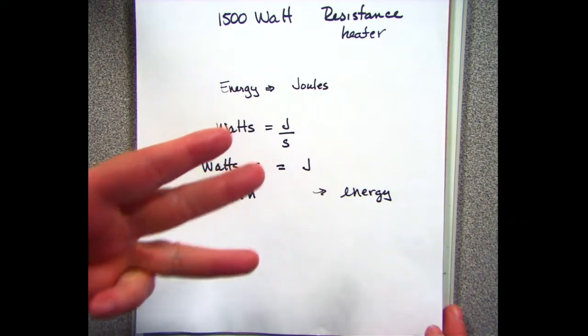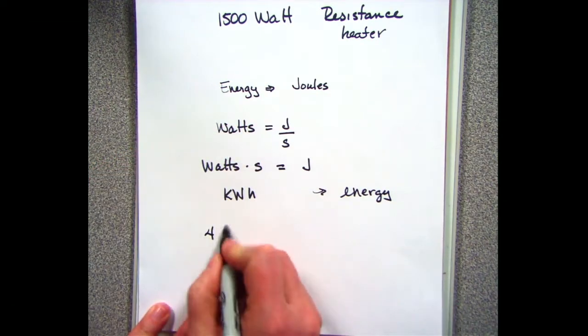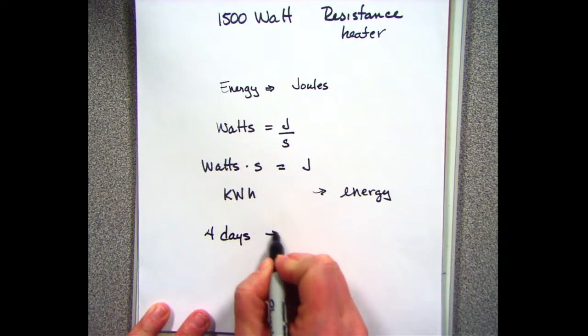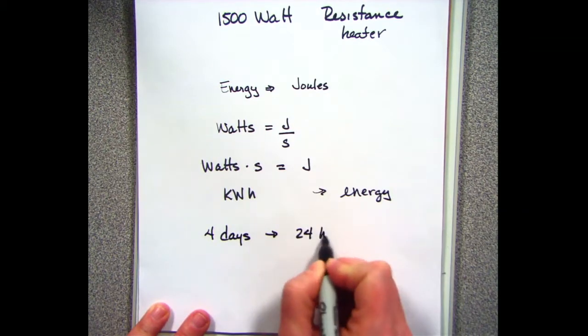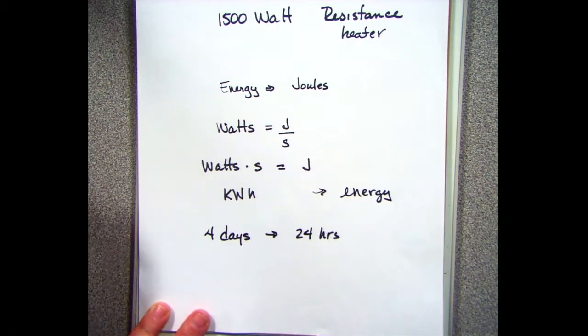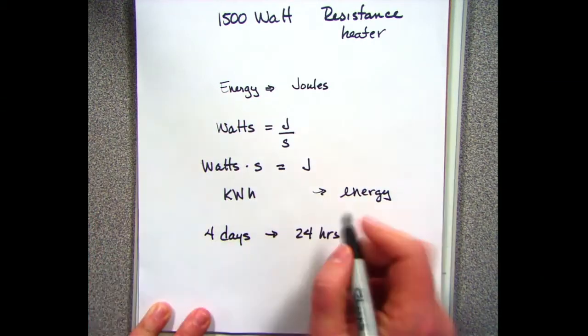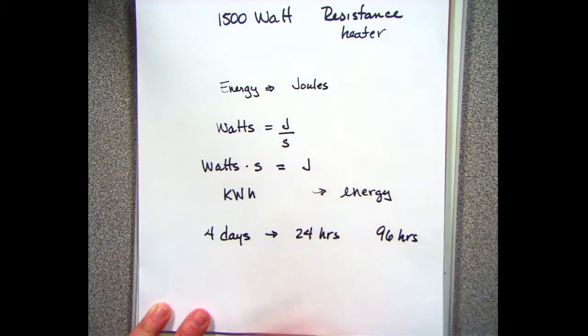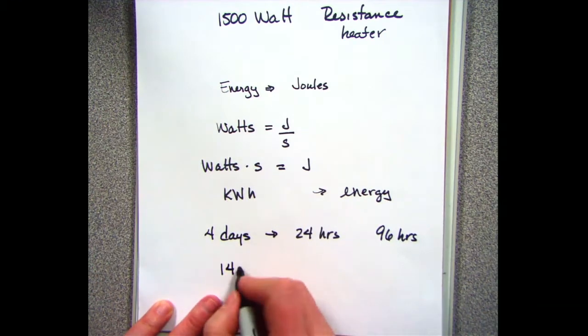That gives me 96 hours. So we've been running a 1500 watt resistance heater for 96 hours. So what I do is I take my watts times my 96 hours. So I get 96 times my 1500 watts. I've used 144,000 watt hours. So I'm going to do it as kilowatts, so I'm going to divide by 1,000. That gives me 144 kilowatt hours.